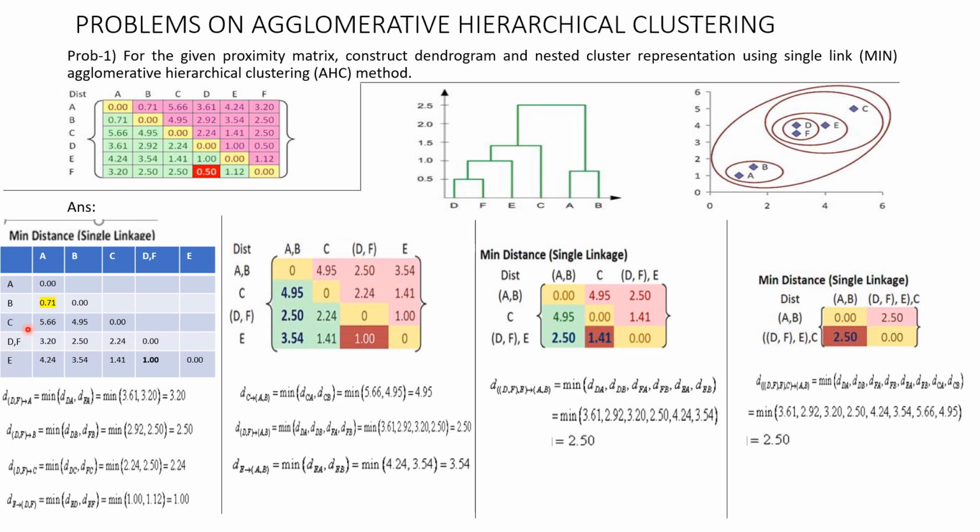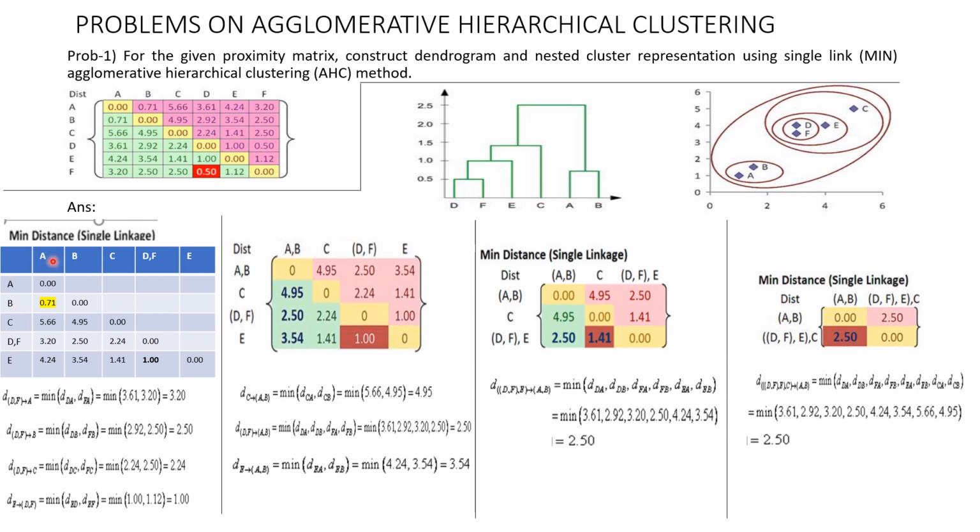Here D and F are merged, because the distance is 0.5, which is the least among all the distances. So D and F is merged. Write the other points A, B, C, and DF merged, E. Now go on calculating the distances.